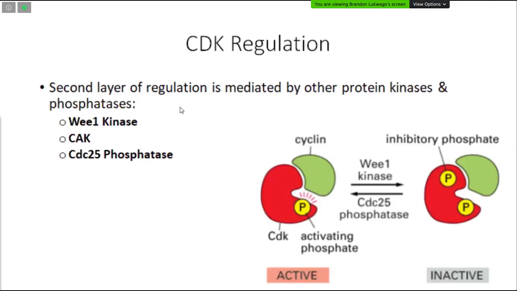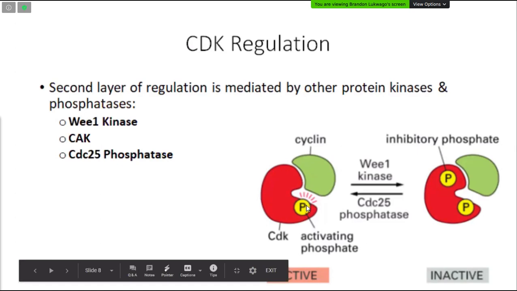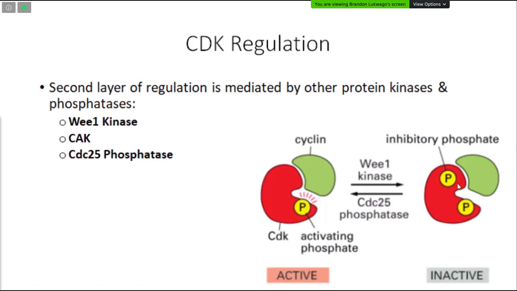The second layer of regulation is mediated by other protein kinases and phosphatases. The important proteins are Wee1 kinase, CAK, which is not shown in this schematic, and CDC25 phosphatase. Once the CDK binds with cyclin, Wee1 kinase and CAK will phosphorylate the CDK-cyclin complex in two different places. CAK will phosphorylate it in this activating site here, and Wee1 kinase will phosphorylate it in the inhibitory site over here.